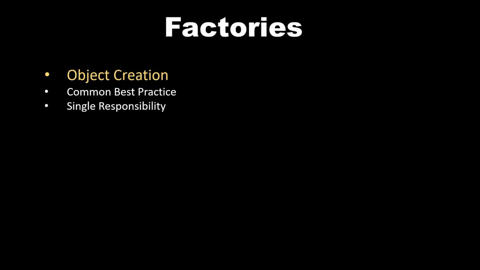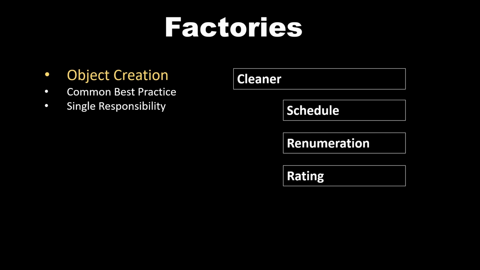A factory simply means the creation of objects that might be a little bit more complex. Again, the cleaner example. To instantiate a new cleaner object, you might need to create a blank remuneration or rating or schedule. The functionality to create this cleaner needs to also be in one place.